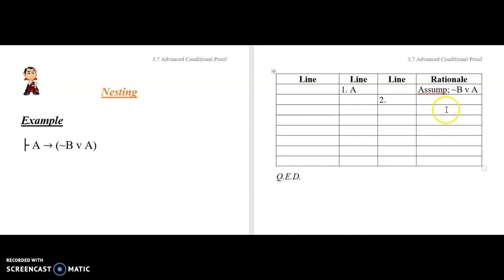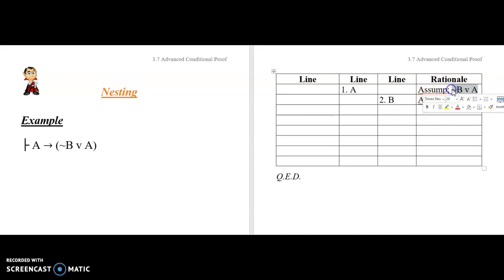Okay, so what you can do here is you can picture not B or A as a conditional. And as a conditional, by implication, it would be if B then A. So you would assume B, and you would be looking for A now, okay? And that's sort of, again, these advanced techniques, and we went over that kind of idea in 3.6, okay?